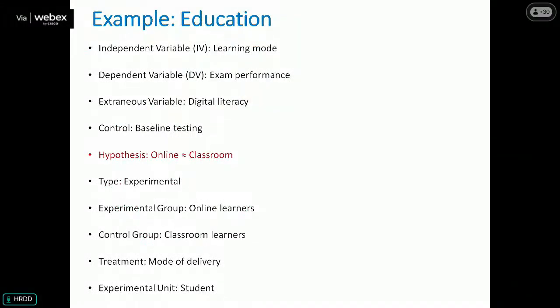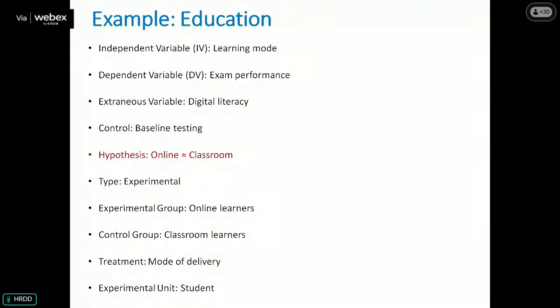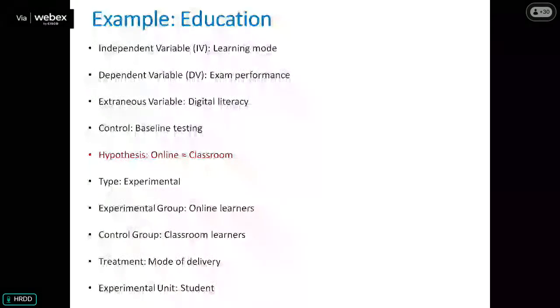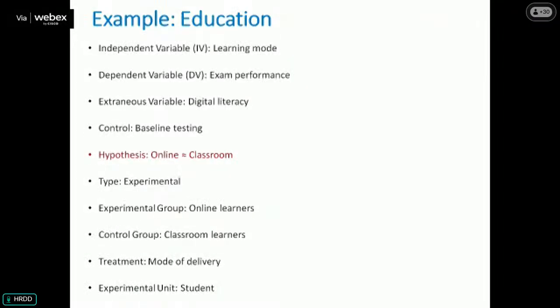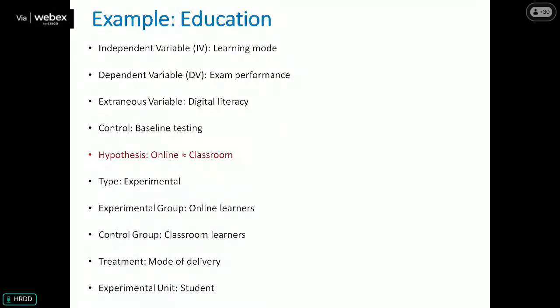Education: again, online classes are going on and offline classes are going on. So the learning mode can be an independent variable and the dependent variable is exam performance. And I suppose right now that online is equivalent to classroom teaching, both are faring equal. Okay, let us see. We will find out at the end.